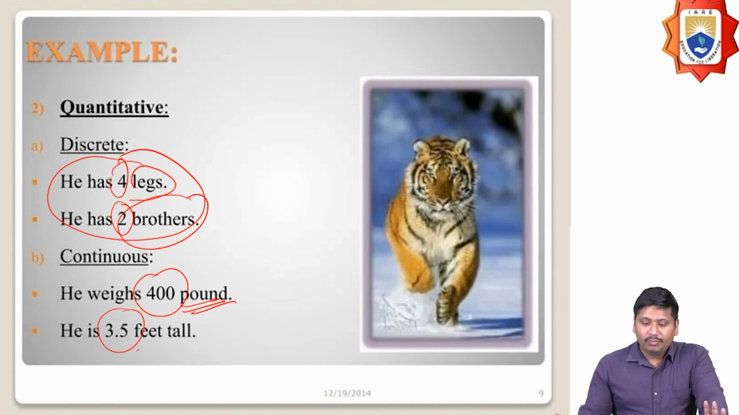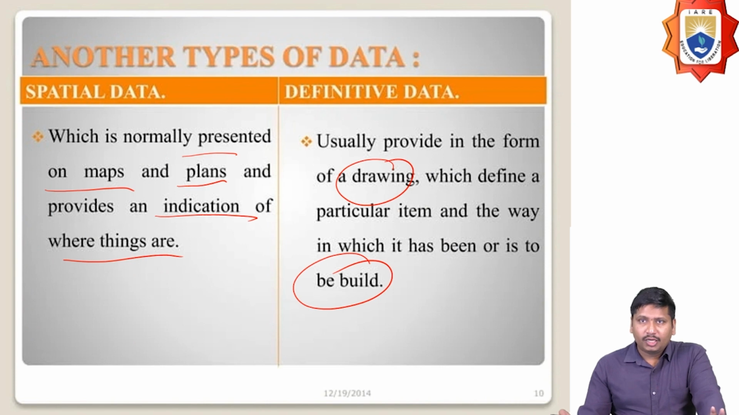Similarly, from the same picture, if I'm going to represent it in the form of numerical values like 4 lakhs, 2 brothers and 400 pounds like this, then it should be considered as quantitative. There are also some other types of data available, like spatial and definite.